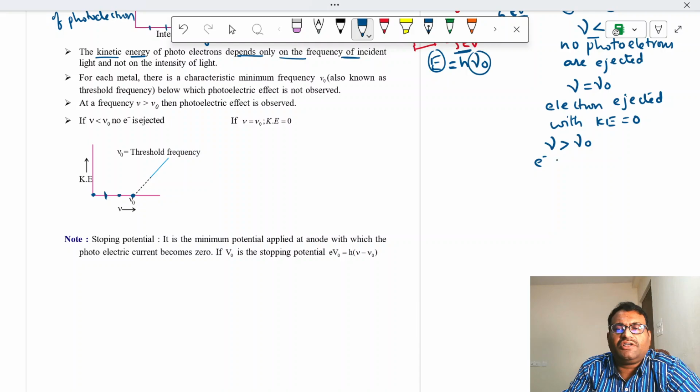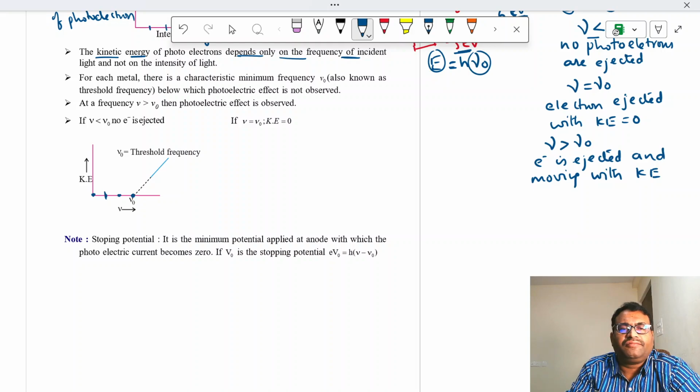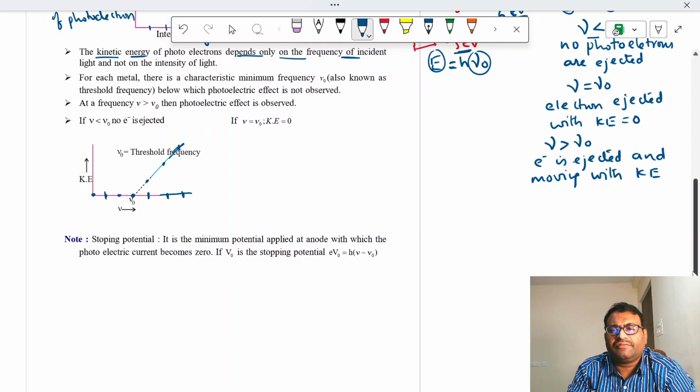Electron is ejected and moving with some kinetic energy. It will have kinetic energy. So now let us take, again, if you are increasing frequency, there is some kinetic energy. If you are increasing frequency, kinetic energy increases. Are you getting this?